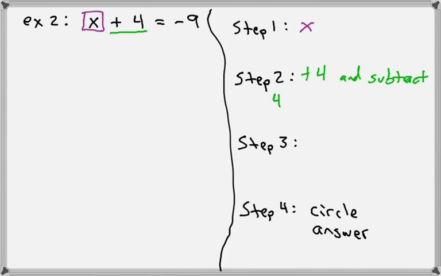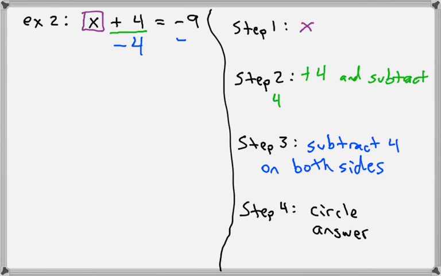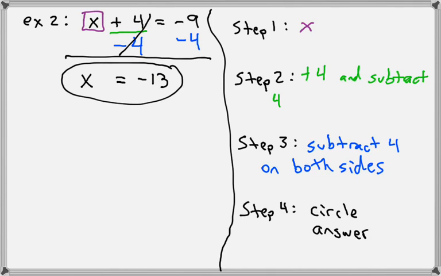Step 3 is to actually do it. So you're going to subtract 4 on both sides. Now when we do that, we get an x. The plus 4 and minus 4 gives us 0, which cancels out. And a negative 14 minus 4 gives us a negative 13. Step 4, we can circle our final answer.